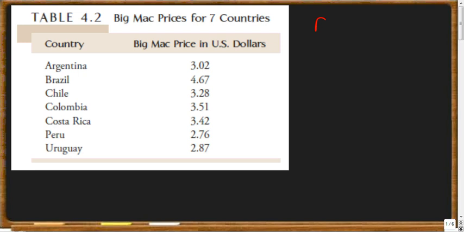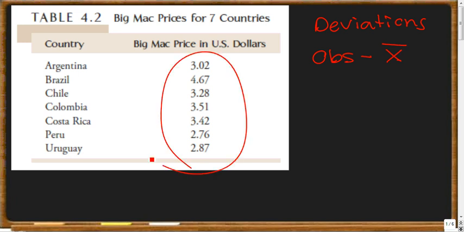Now, deviations are going to be our observation minus our mean, which is x bar. So first things first, we have to find what our mean is going to be. Once we find the mean of this data set, then we can find everything else that we need.